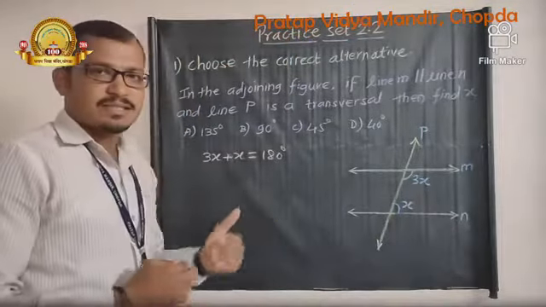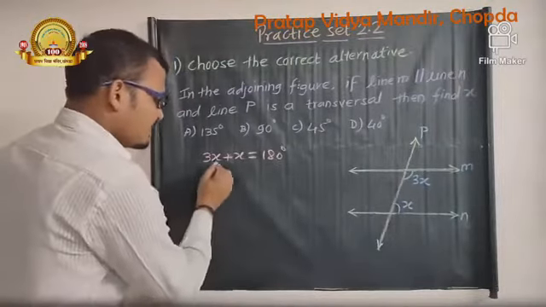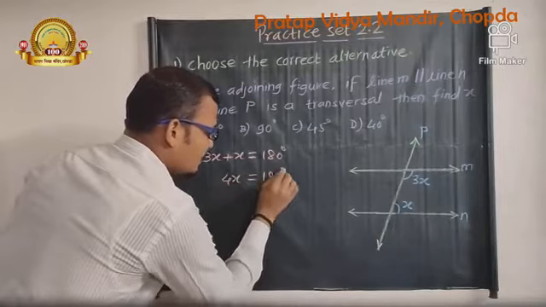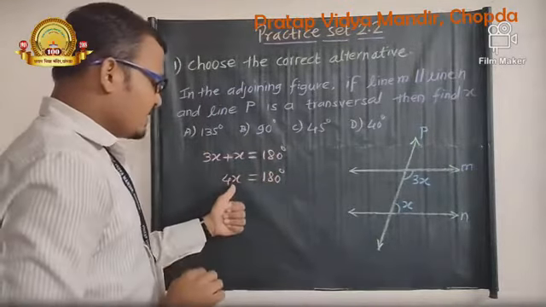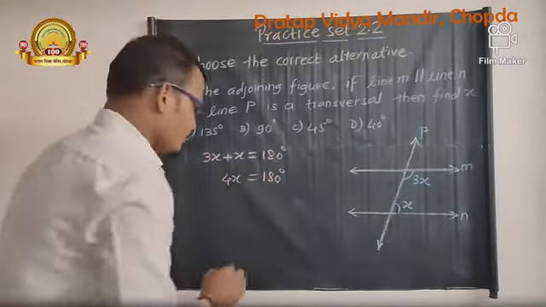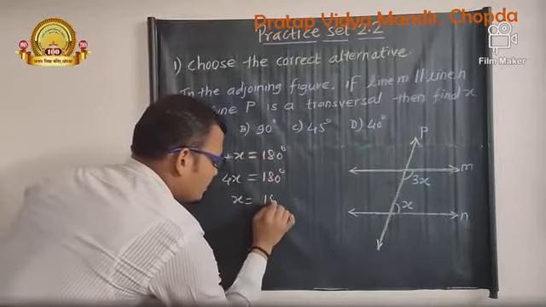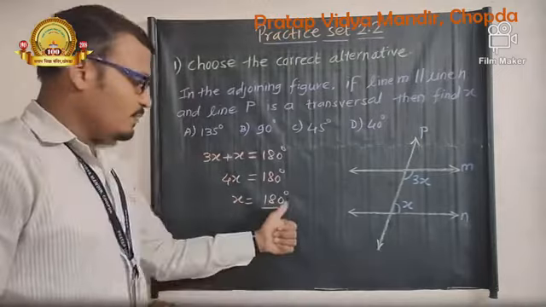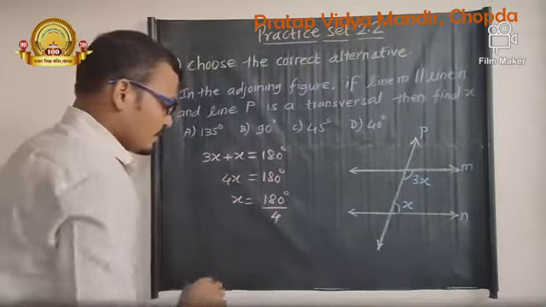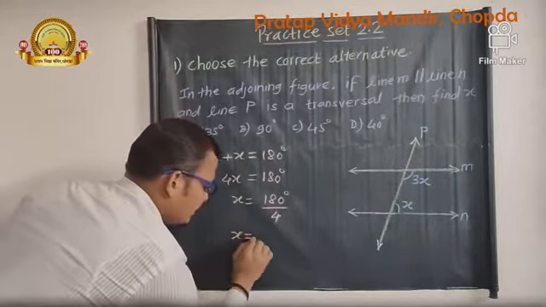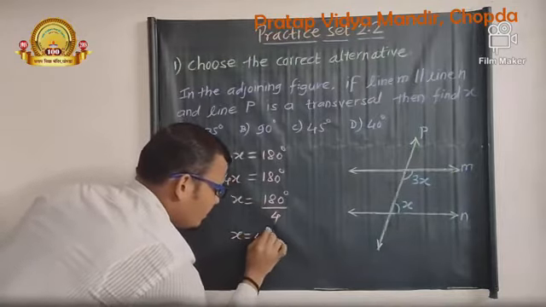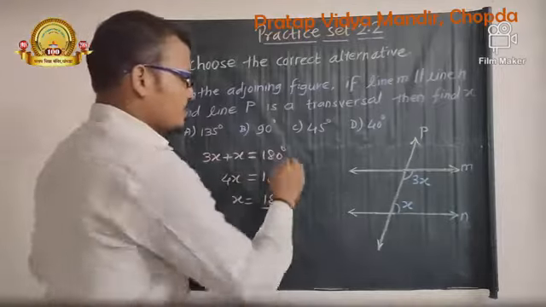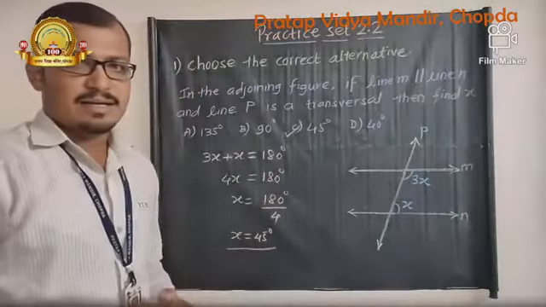So 3x plus x is equal to 180 degrees. Now 3x plus x, 4x, is equal to 180 degrees. Now this 4 is multiplied here, so here 180 upon 4, and now x is equal to 45 degrees. So our option number C is the correct answer.